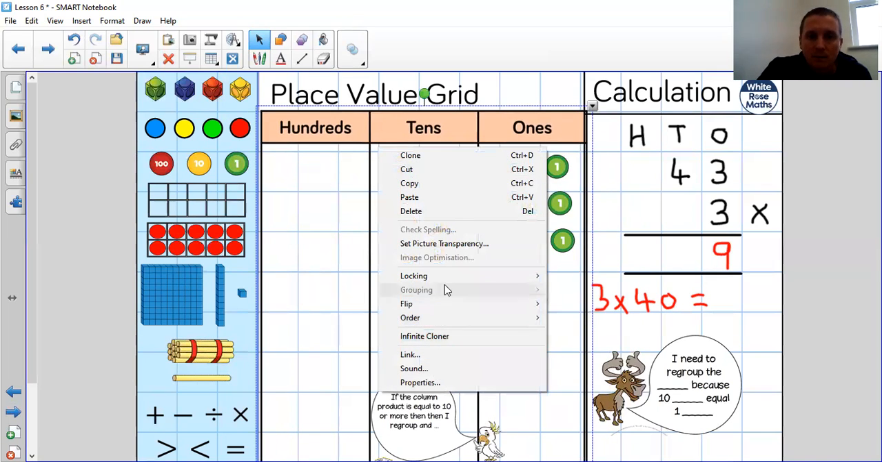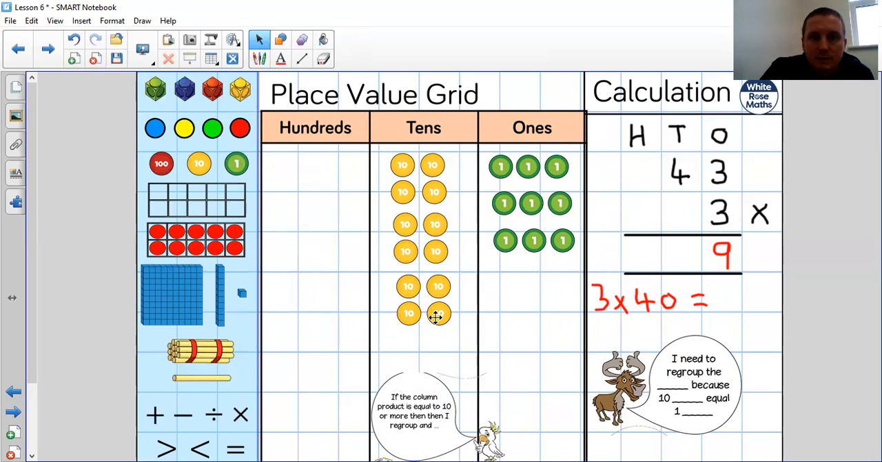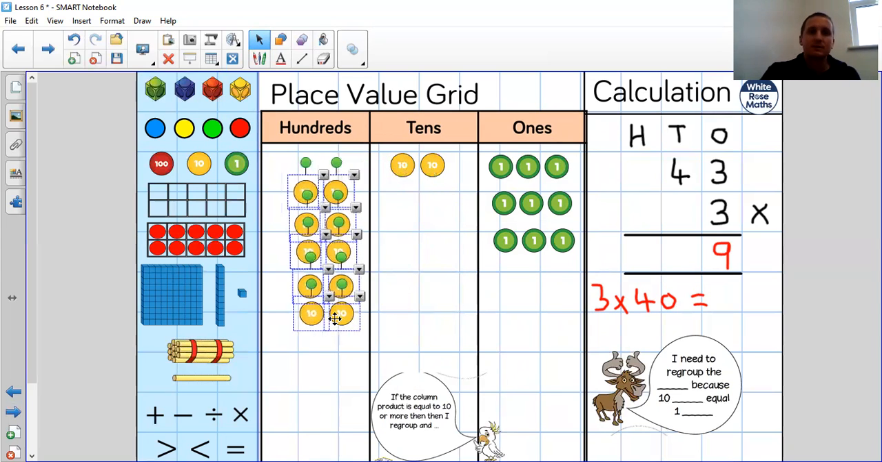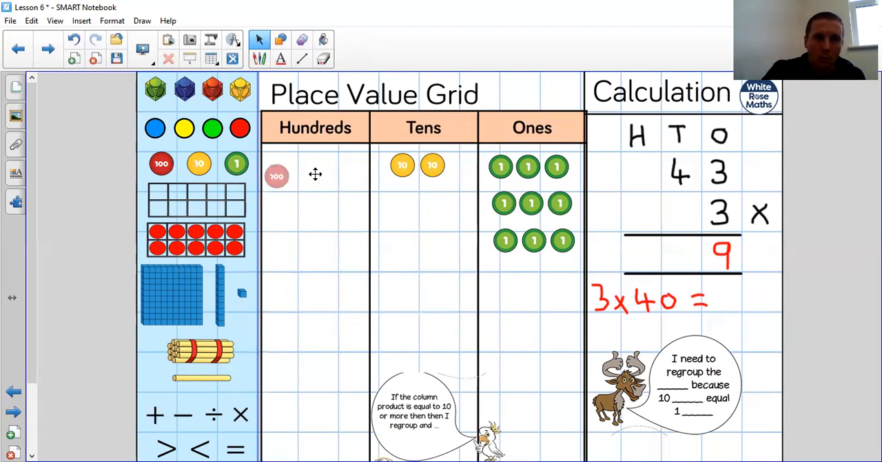Let's try that again. Let's lock that back in place so it doesn't move. Okay, so 10 tens. I'm going to take the bottom 10 here. There you go. I'm going to move them all over. So 10 tens, I can now get rid of those because they equal one of those. All right, and actually, I've just found my answer.